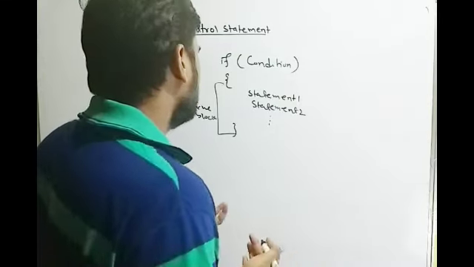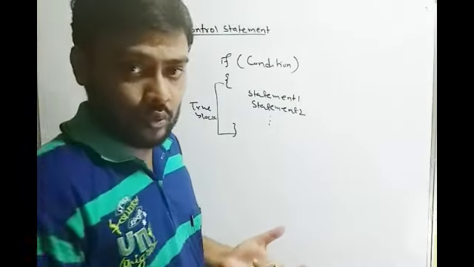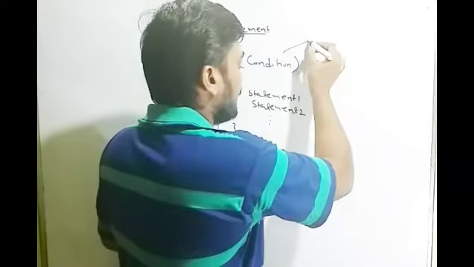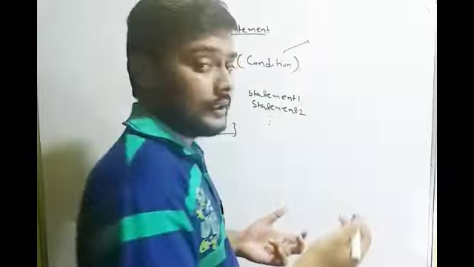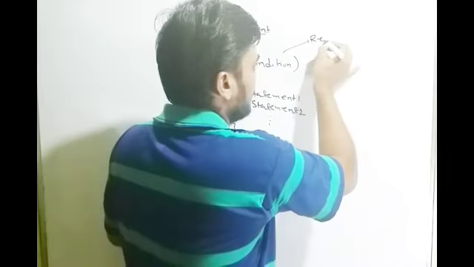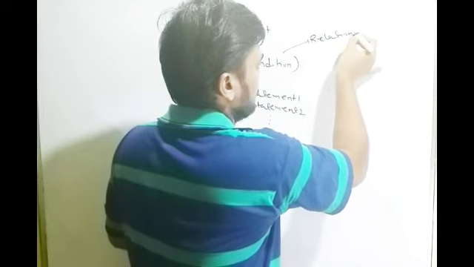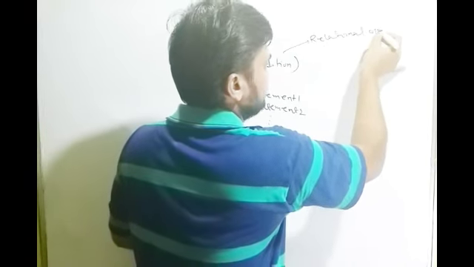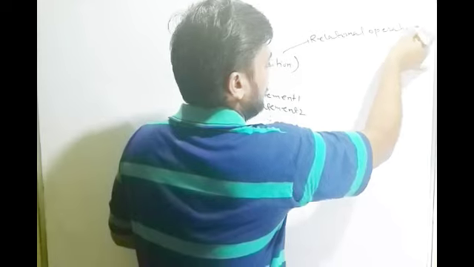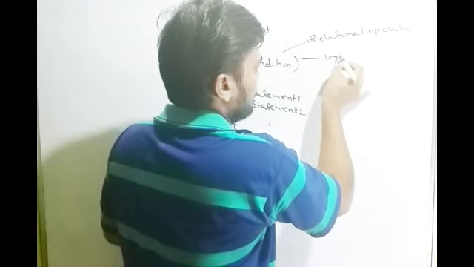That's why it is called the true block. And generally that condition is written either using the relational operator or using the logical operator.